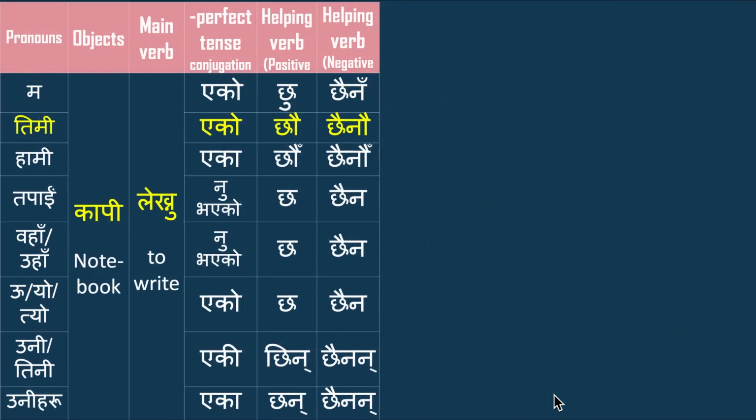Let's move on to the second example using timi conjugation. Here timi is also a singular subject, so we will add eko as a perfect tense conjugation. And we are using here the leknu verb, which is a half letter verb.